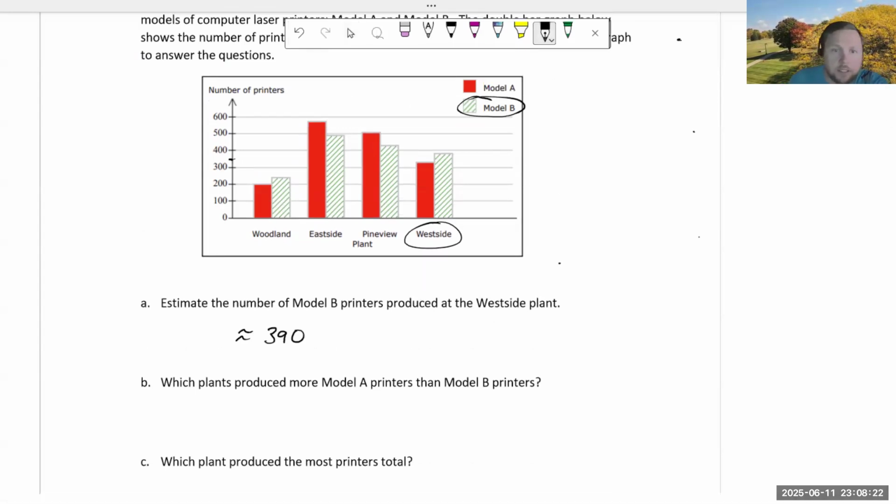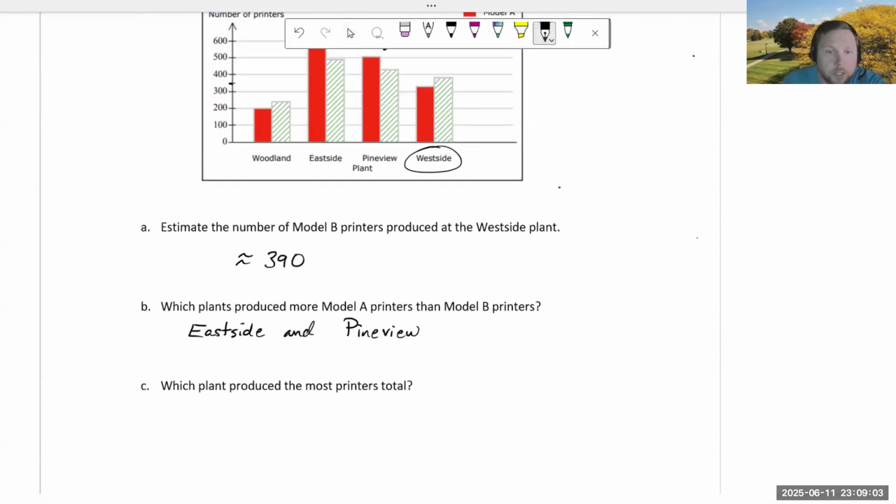Which plants produced more Model A printers than Model B? All I'm checking to see is, if Model A is the red bars, the ones where the red bar is above the shaded bar. So this one and this one. That's going to be East Side and Pineview.